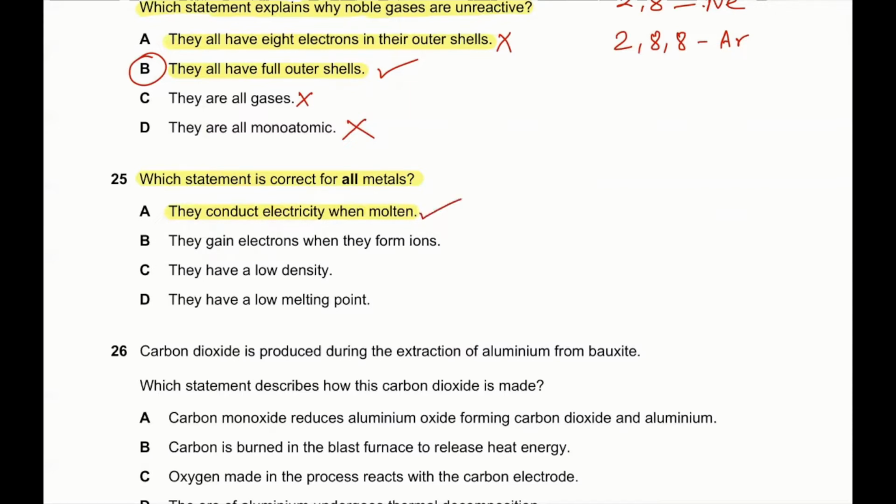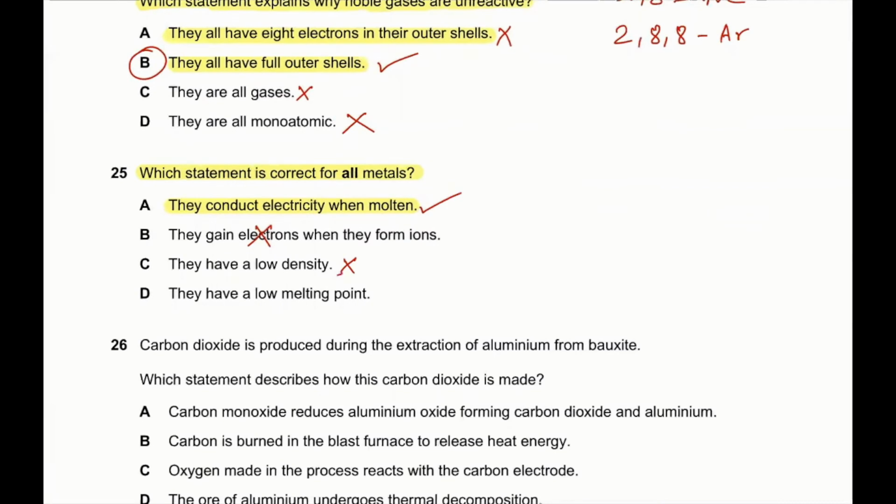They gain electron. Metals don't gain electron. They have low density. No, some metals have very high density. Think of lead, think of gold. They have very high density. They have very low melting point. No, all metals don't have low melting point.